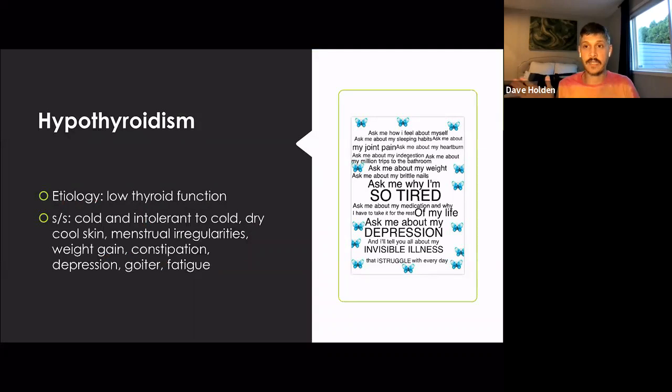All right, so now the opposite condition, hypothyroidism. Etiology here is a low thyroid function. So again, now we think about turning down the knobs on our metabolism. We start to feel cold and we are intolerant to the cold, with dry, cool skin. This can lead to menstrual irregularities, weight gain, constipation, depression, goiter, fatigue. So as things go down, right, you start to go down into the couch. Fatigue, constipation, weight gain.